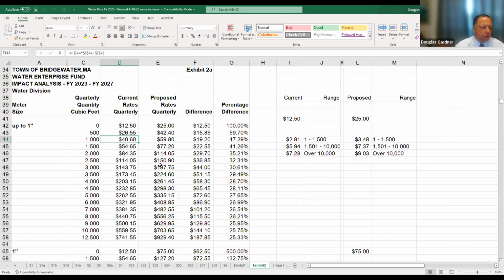So how is that going to impact an average customer? Say somebody who uses 1,500 cubic feet a quarter right now, they're paying $54.65. Their bill would increase to $77.20. That's $22.55, which is a 41% increase. And then the numbers do go down percentage wise, the more water you use, but that's solely because this increase here is 100% and the step rate increase is 24%. So the more you use, yes, you're going to be paying more dollar wise, just the percentage increase goes down. And the optics look bad, but it is an increase to the water bill.